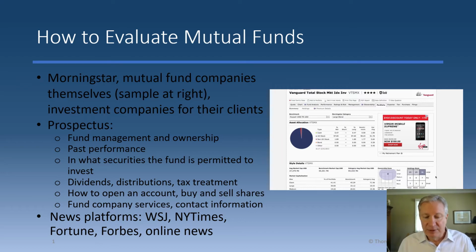It describes distributions, dividends, tax treatment, how to open an account where you can buy and sell, fund company services, contact information. All that is in the prospectus. And then news platforms like the Wall Street Journal, the New York Times, Forbes, and Fortune. Used to be there were magazines too that used to do this, some of which no longer exist. This information is available everywhere. There's podcasts and blogs, and it's on your cell phone, information about mutual funds. So that's where you get the information to make your evaluations about mutual funds.